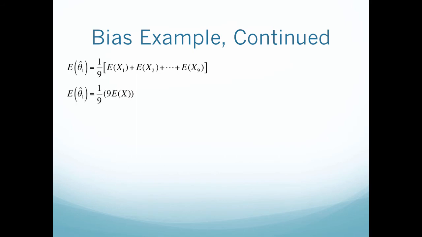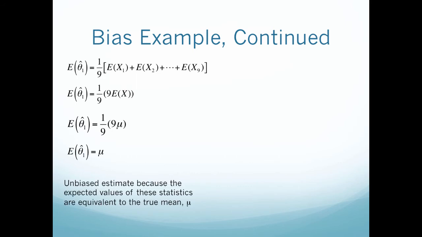Okay, so I simplify that, and that turns into 1/9 times 9 times mu, and that gives me mu. So I just calculated that my expected value equals mu. Since this equals my population parameter, it is an unbiased estimate, because the expected value equals the true mean mu.